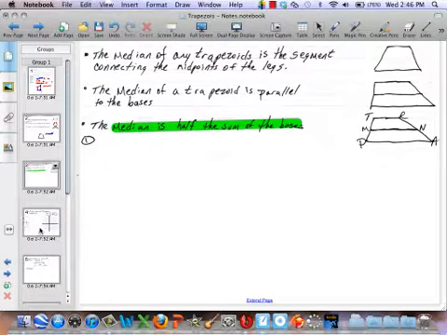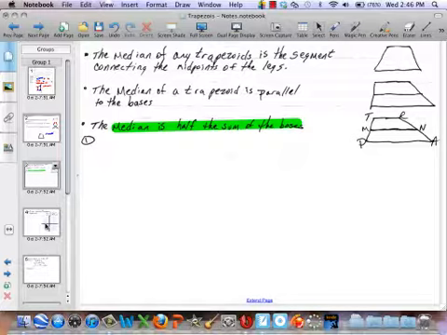Let's get into some examples. By the way, how would you show that a trapezoid is isosceles? What would you have to prove? That's one way to do it, but there's a much easier way. The diagonals of a trapezoid are congruent if and only if it is isosceles. You have to make sure the diagonals are congruent.